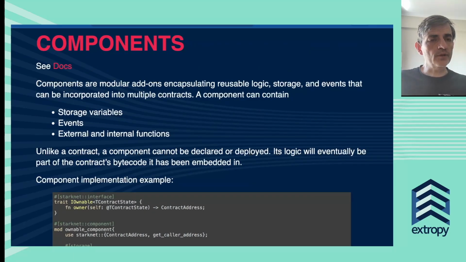Now, I mentioned components earlier, that we may want to declare these. These are a way that we can make our code more modular. For example, if we have some functionality that is common to a number of contracts, it makes sense to create that as a component and then allow that component to be used in the contracts. And that component can contain storage or events or functions. But unlike a contract, we can't deploy this component by itself. It has to be done as part of a contract.